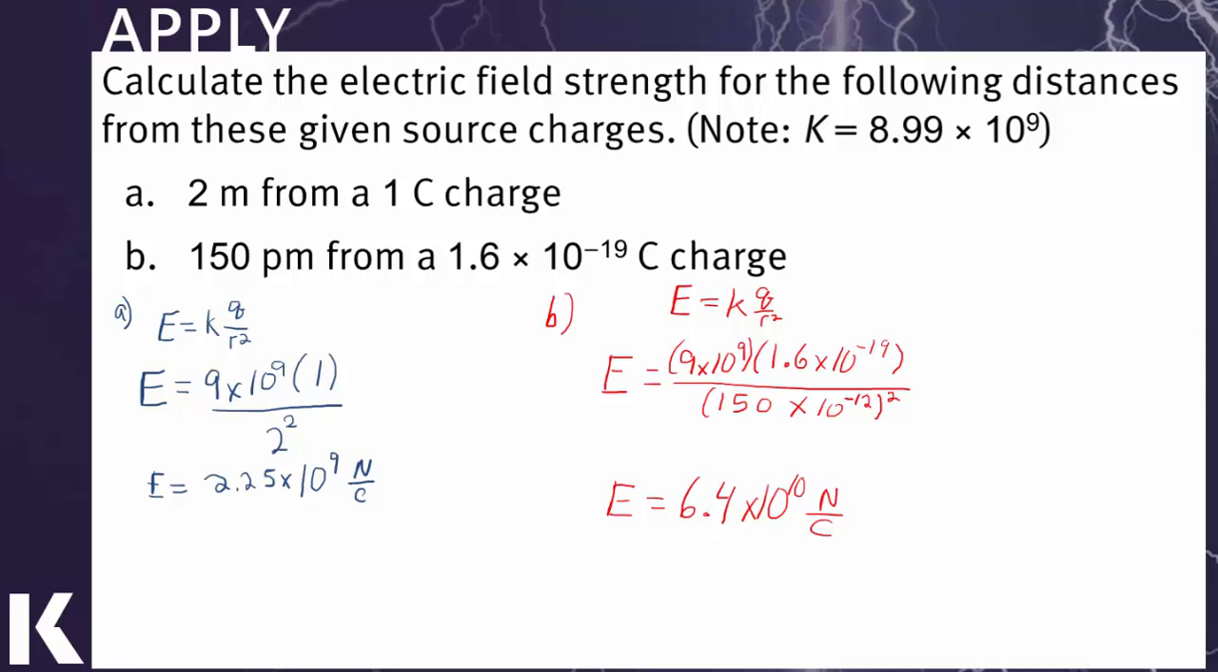What's interesting is this field is actually stronger, even though the charge is much less. The distance is also much, much smaller, and it more than makes up for the reduced charge. Just because I have a small charge doesn't necessarily mean that at the given location the field is small. If I'm really close to that small charge, I'm going to have a really strong field. Big takeaway though is that this is just Coulomb's law applied to a single charge, and that's why we eliminated one of the two Q's.